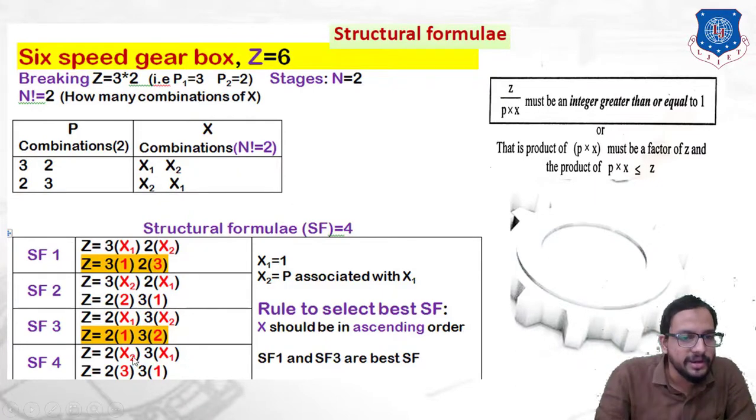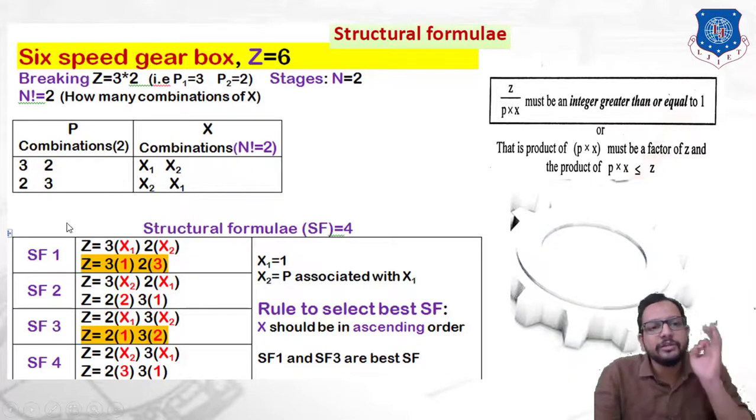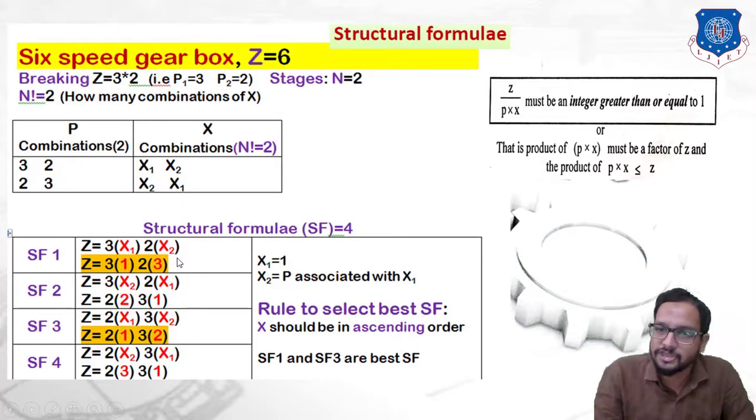In every case, you can clearly see that first we need to arrange the p. That is a speed steps combination. So first 3 into 2, and accordingly by using 3 into 2, we are going to interchange the value of x. Similarly, by using 2 into 3, we are going to interchange the value of x. By doing this, we are going to get 4 different combinations of a structural formula.